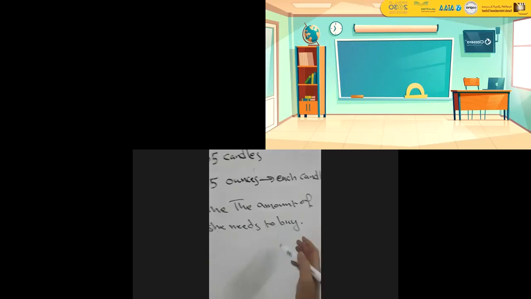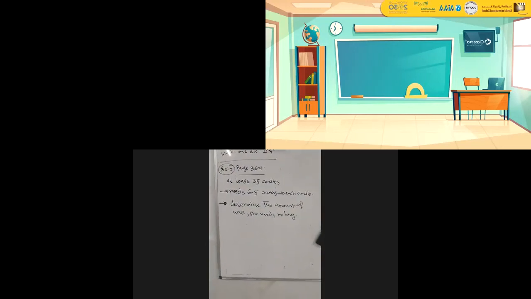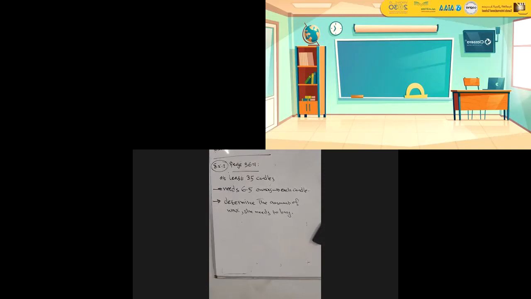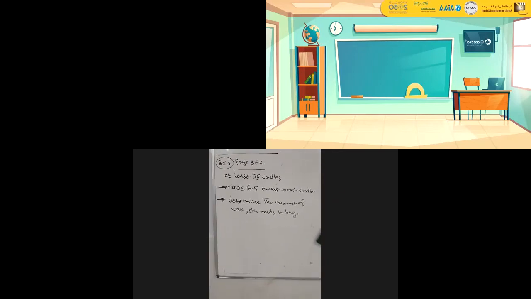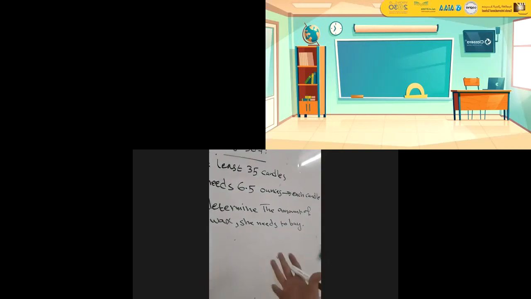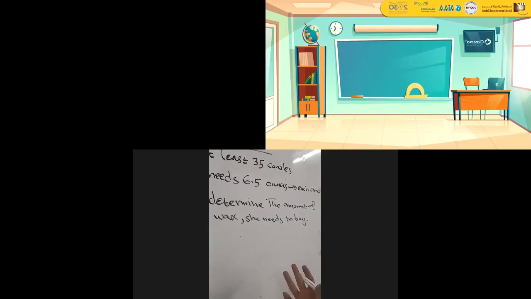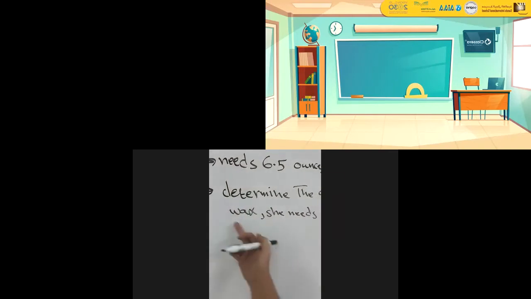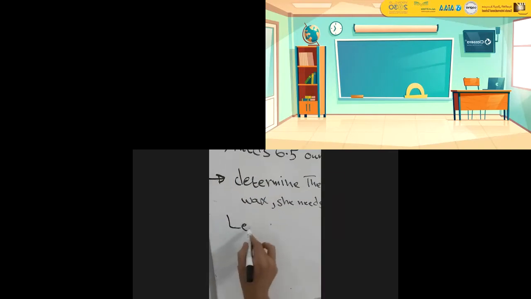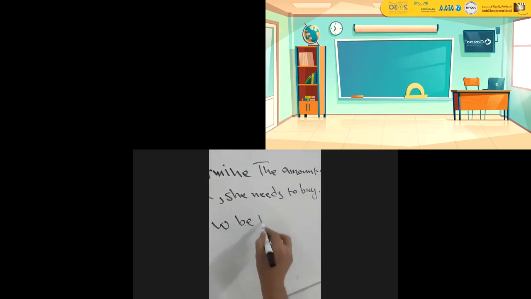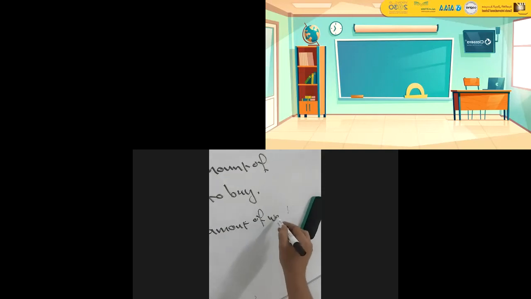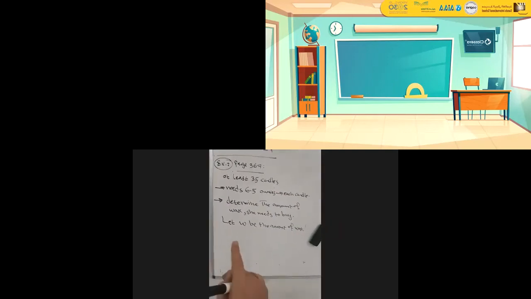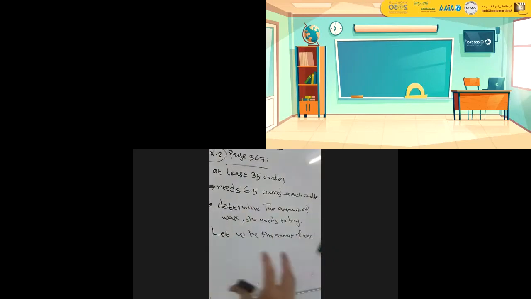So what's the unknown thing here? What's the thing that we need to know? The amount of wax you need to buy. So I will give it a variable, right? Yes, X. Because it is wax, I will check W. So what I will say, guys, let W be the amount of wax, the whole amount of wax.